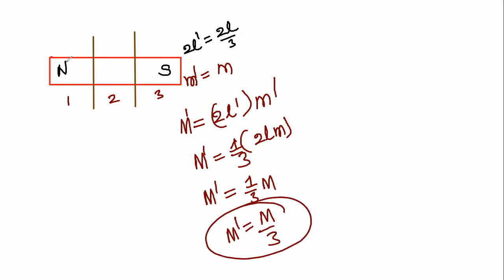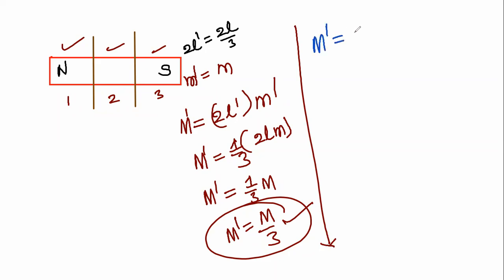If a bar magnet is cut into 3 parts perpendicular to its length, then the new magnetic moment is M by 3. If you cut into 2 parts, M by 2. If you cut into 5 parts, M by 5. If I cut the bar magnet into N identical parts, M dash is equal to M divided by N.